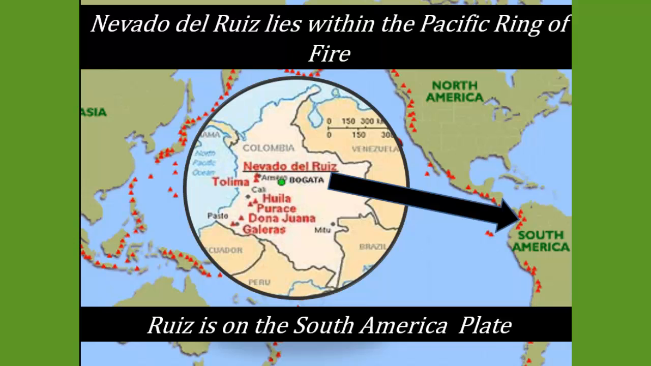So these volcanoes are caused by subduction, where one plate goes under the other. In the case of Ruiz, it's the Pacific plate under the South American plate. And also, if you haven't noticed, Ruiz is on the South American plate and is also in Colombia.